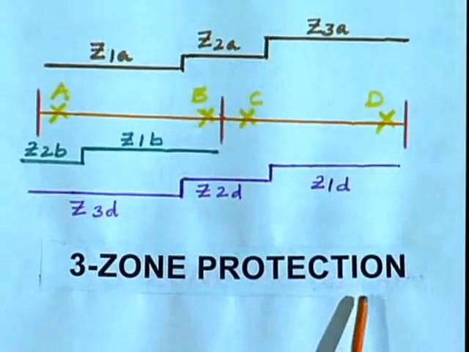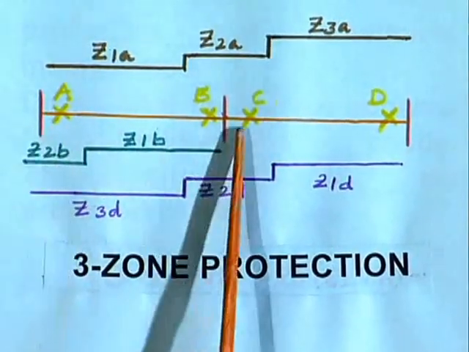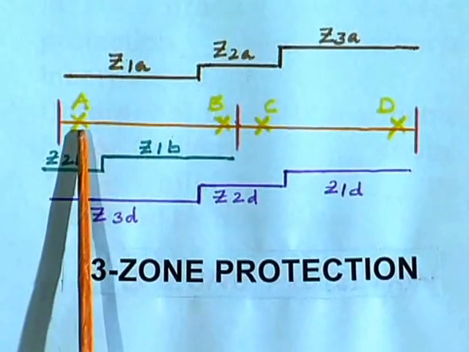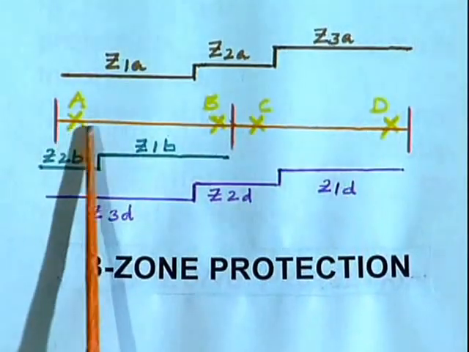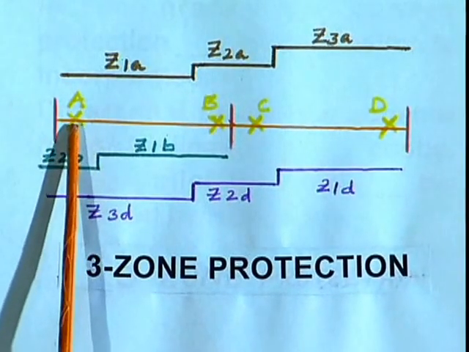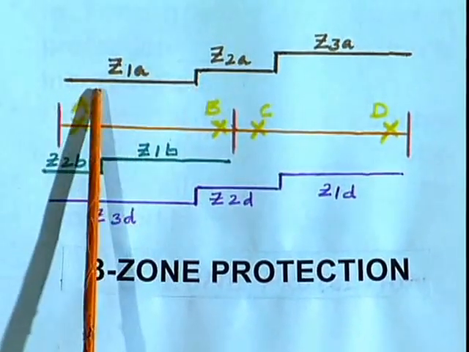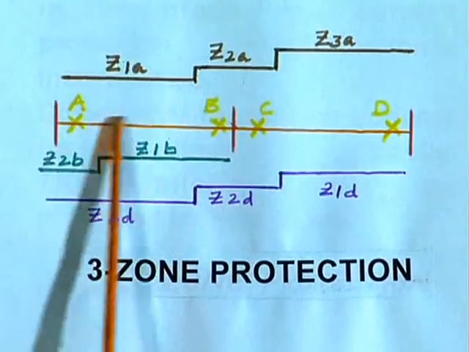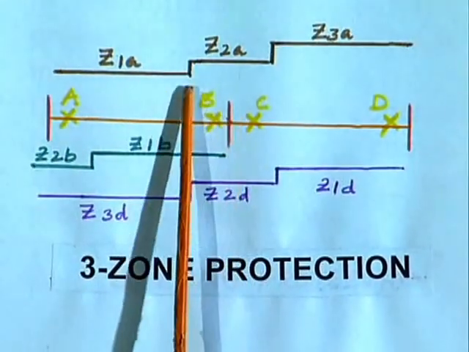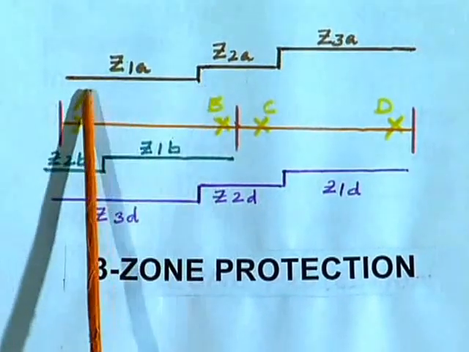So, this is a 3-zone protection. Now, A, B, C, these red marks are substations. In a substation you will have circuit breakers on either side, A, B, C, D, and the circuit breakers in turn are connected with the relays. Now, the relay A will have 3 zones, that is Z1A, that is zone 1A, which will cover only 80%. A to B is the total distance from here to here, but it will measure only 80% of the distance. So, that is called the speed zone.